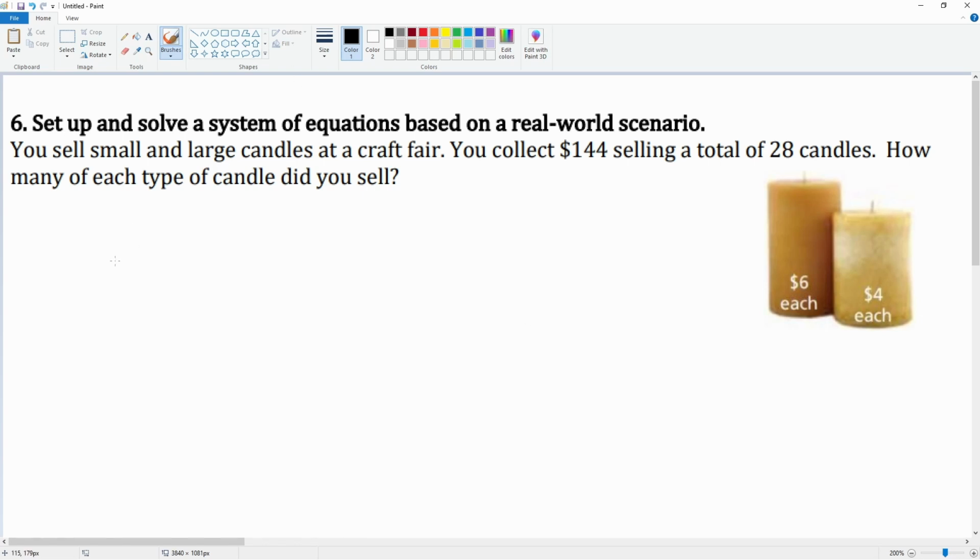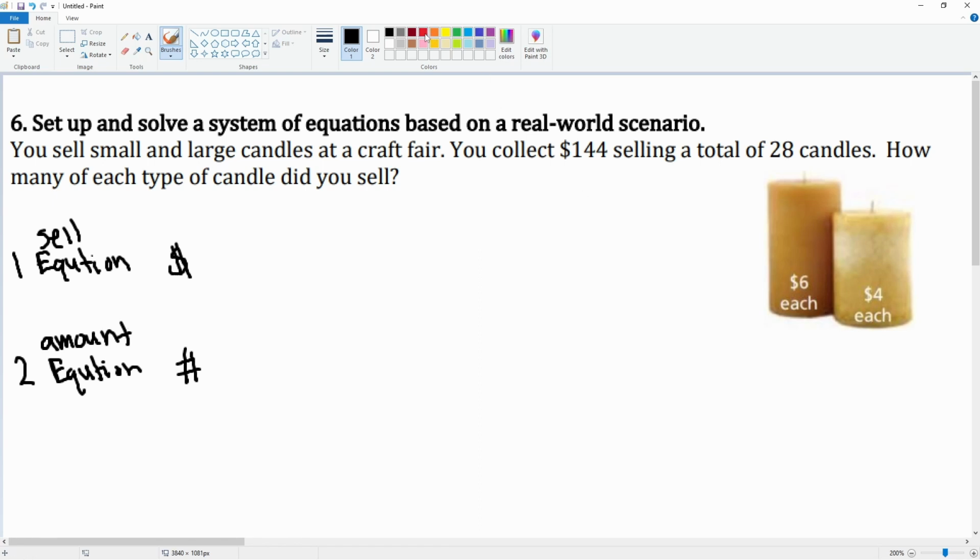Okay, and the two types of equations. So the first equation is always going to be the dollar amount that we have. So that's what we're going to sell. So that's our selling equation. Our second equation is always going to be the physical number or the amount equation. All right. So let's take a look.